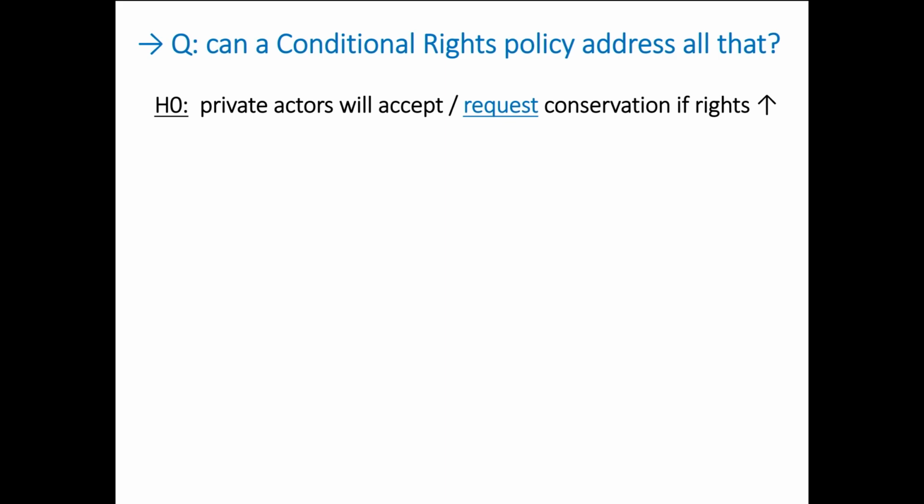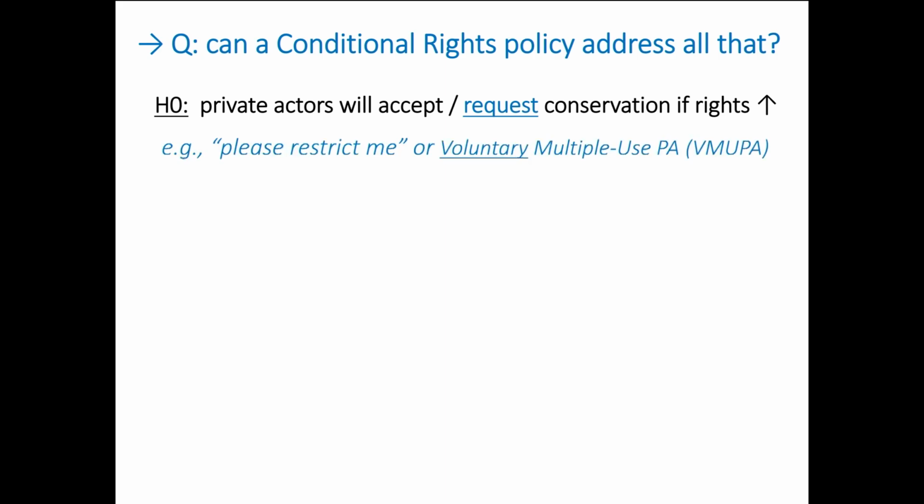Private actors will accept, in fact will request, permission to do conservation if their control of the land goes up. So what do I mean? Please restrict me. I'm going to make up the category VMUPA. Instead of multiple use protected area, you're going to go with voluntary multiple use protected area. And why not? Because that's what I think the HESEX is in Brazil. And I'm going to look around for cases of VMUPAs. A better acronym would be great. Please, someone figure one out by the end of the talk.